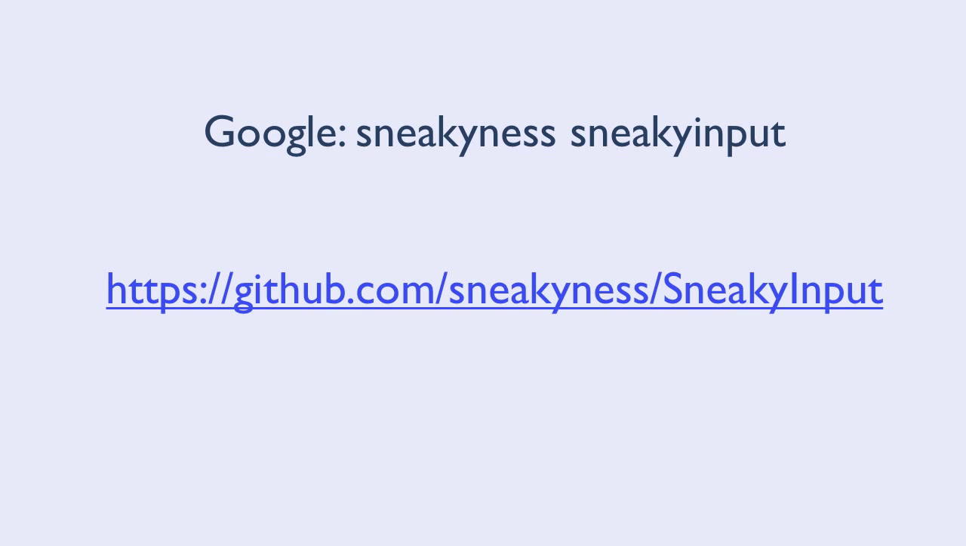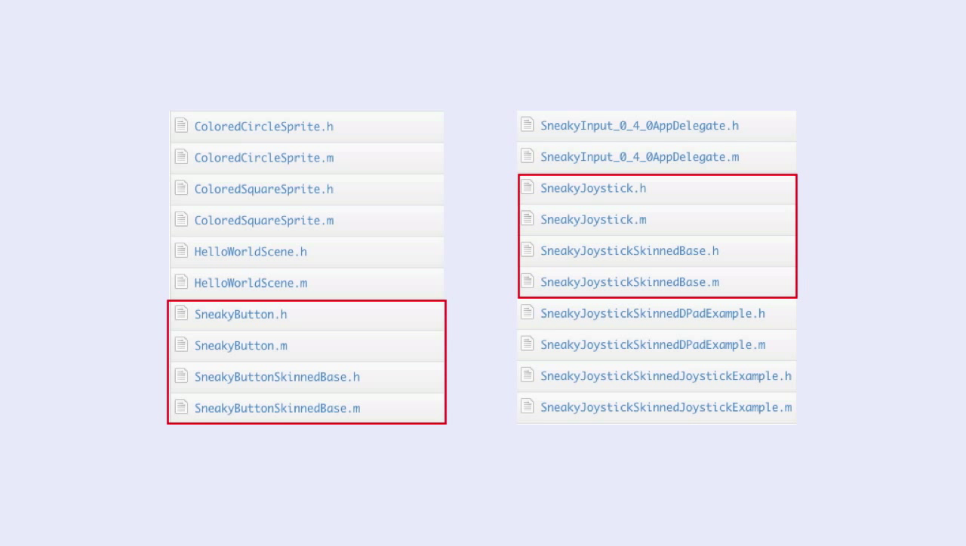There are several virtual joysticks in Coco's 2D. One of them is sneakiness, and that's the one we will use in this tutorial. You can find sneakiness at this address. If you don't find it there, then Google with the two words sneakiness and sneaky input. When I downloaded sneaky input, it came with 20 files. We are only interested in 8 of them: the 4 having to do with sneaky button, and the 4 having to do with sneaky joystick.